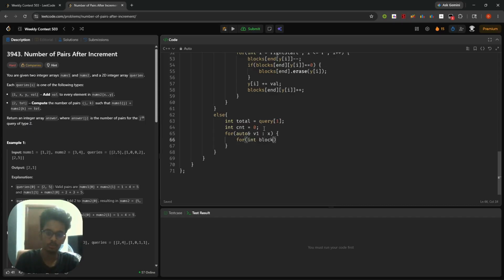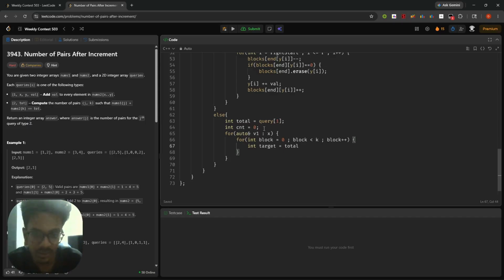You're picking v1 from the first array and you are iterating over the k blocks. Let's take a better variable name, block equal to 0, block less than the total number of blocks, which is k, and block plus plus. And what are you supposed to find? What is your target? You have a total, which is your target. You need to check for pairs which make up to this total, and you already have v1 in your hands. That means the required total is total minus v1 so far. And you need to search for some target in the unordered map.